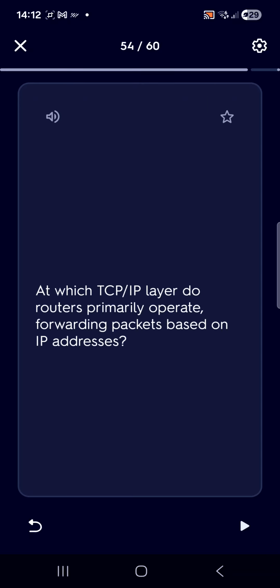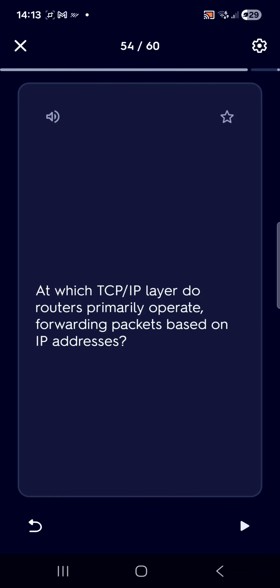At which TCP layer do the routers primarily operate, forwarding packets based on the IP addresses? That would be the internet layer. The internet layer is where routers primarily operate, forwarding the packets based on the IP addresses.